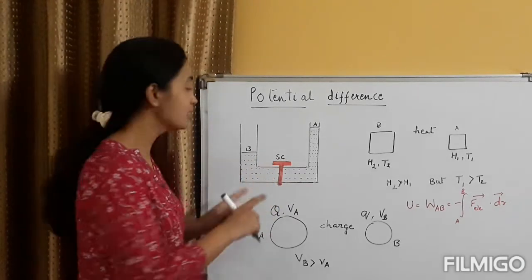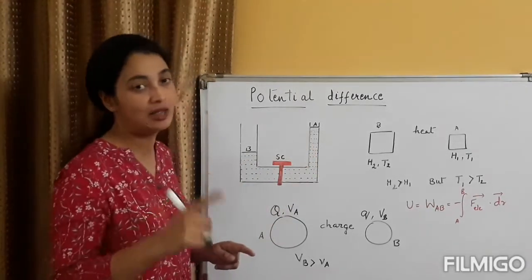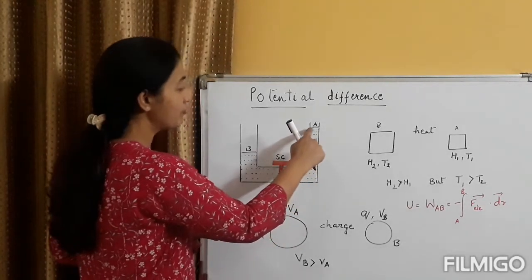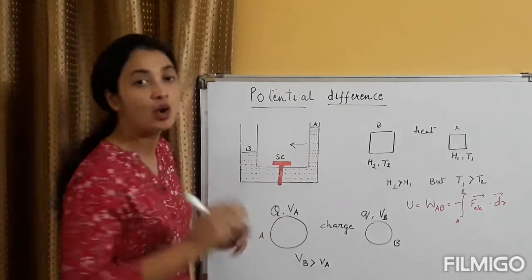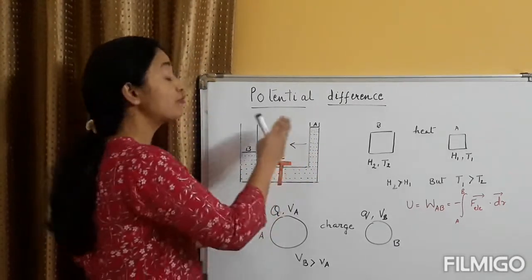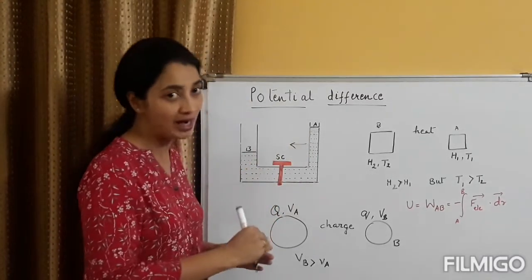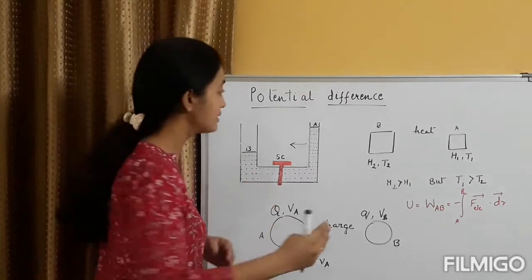Yes, when we open this stopcock, then you can intuitively tell, using your intuitive knowledge you can say that the water will flow from side A to side B. Why? For the obvious reason, we always know that water flows from higher level to lower level. That is something we know intuitively before studying pressure and all these things.